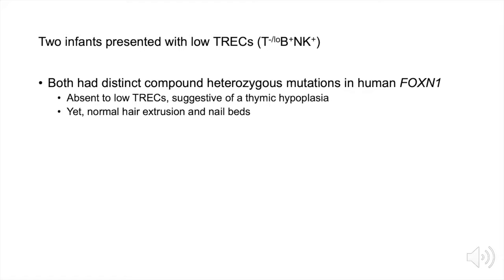So we had a situation where two infants presented with low TRECs, and they were subsequently worked up to have a T-negative low phenotype with the presence of B cells and NK cells. And by genetic sequencing, we determined that both infants had distinct compound heterozygous mutations in FOXN1. Now, they had absent to low TRECs. This was suggestive of a thymic hypoplasia, and this connected well with the role of FOXN1, which is the key master regulator of thymic epithelial cell development.